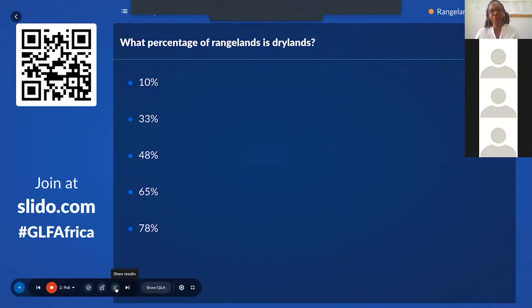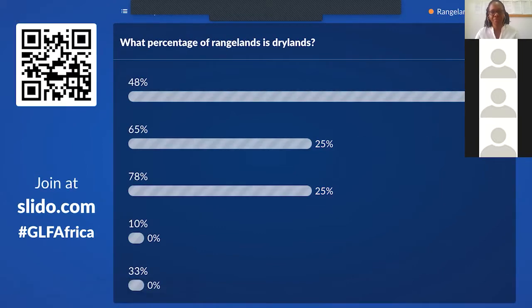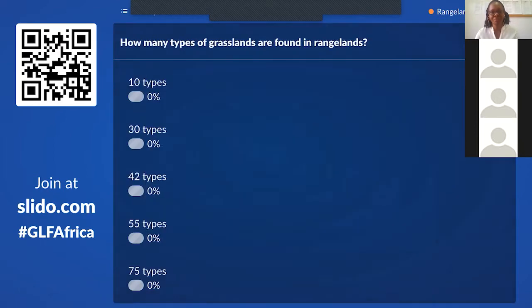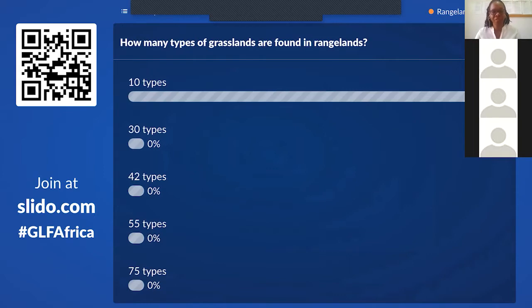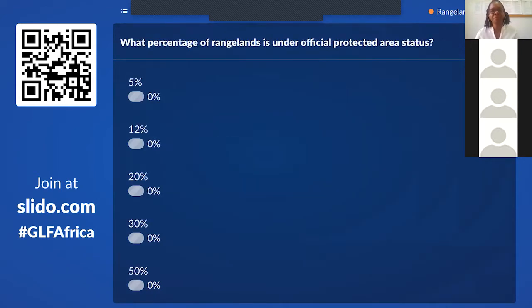Now, second question, what percentage of rangelands is drylands? So we look forward to seeing your responses. And finally, the third question is how many types of grasslands are found in rangelands? We'll provide the responses to all these questions. Oh, and there's a fourth question: what percentage of rangelands is under official protected area status?